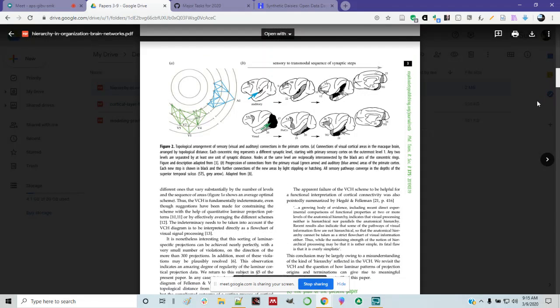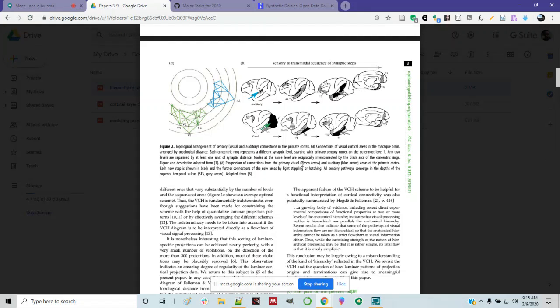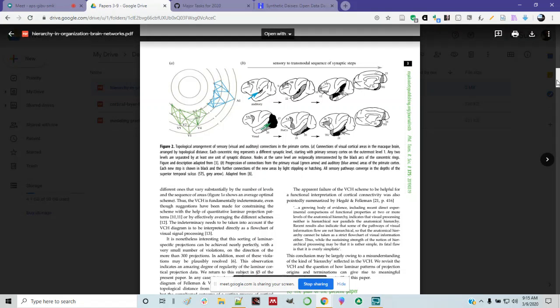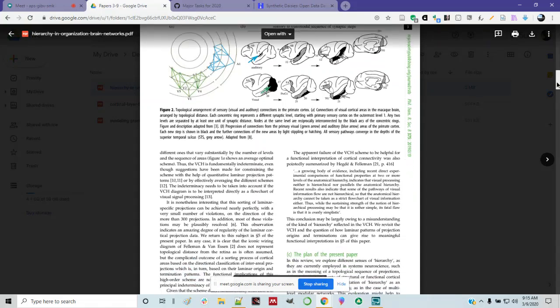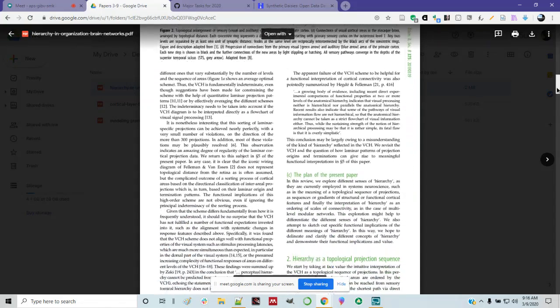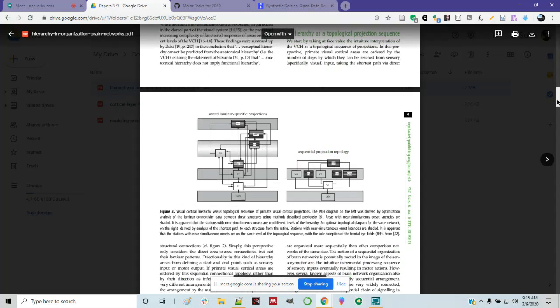Then they talk about the topological arrangement of different areas of cortex. So if you're interested in cortex and how the different areas are defined and connected, this might be an area to look at in this paper. They talk about the plan of the present paper.